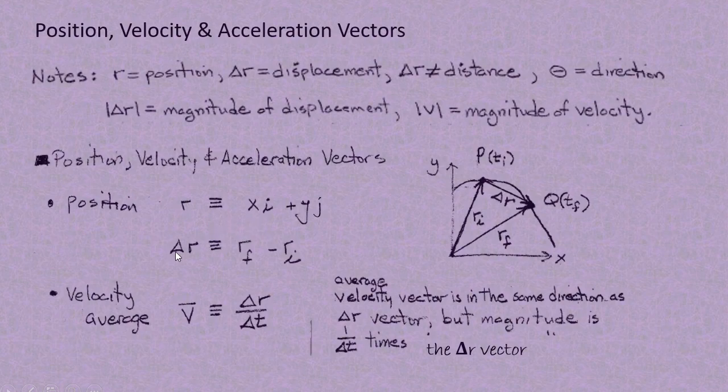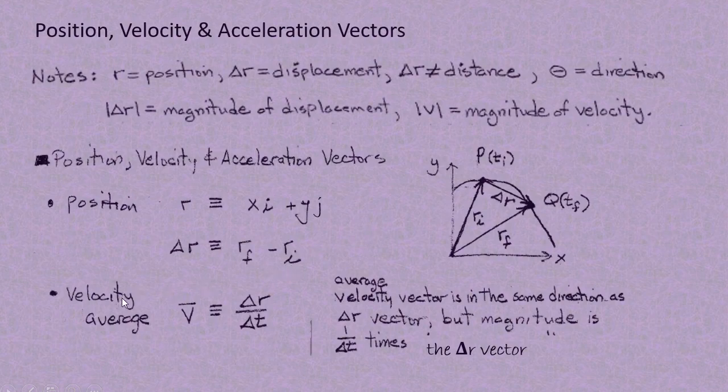Then we have the term delta r. This is also a vector. It's the change in two-dimensional position, and it's the final position minus the initial position. You can see here we've drawn that vector delta r, and visually we can see that the vector arrow starts at the position P and ends at the position Q. This visually represents the same vector that's represented mathematically here.